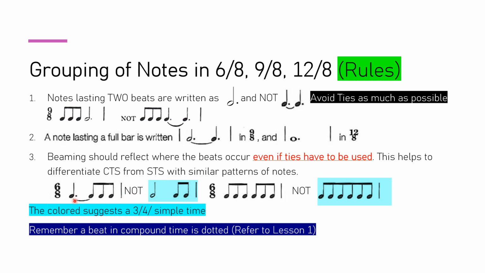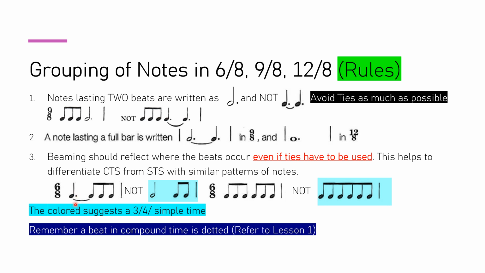So look at this, for example, 6/8. 6/8 means two dotted crochet beats. So the dotted crochet is the main beat, and you have two of them. So it means that I should be able to identify each dotted crochet, or where each dotted crochet starts.